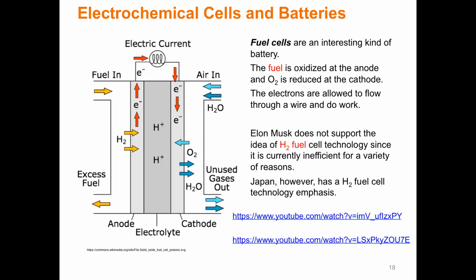Now, there's some issues with this, all right? So, I wrote down in my notes and in the video here, Japan is a real proponent of using fuel cell technology. But Elon Musk does not support this idea. And you can find all kinds of videos of him talking about that, which is why I brought him up. But what is it about the fuel cell that he doesn't like? So there's a few things.